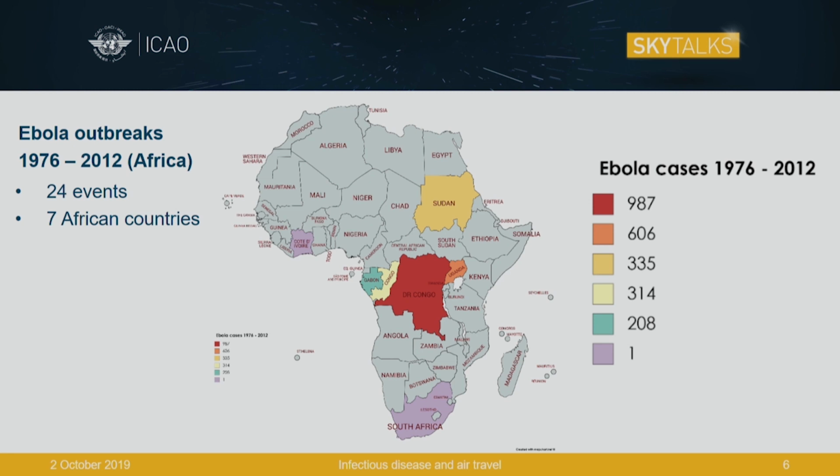Ebola. This is an interesting slide. In the years 1976 to 2012, this is a period of 30 years, and looking at Africa, because we only had Africa statistics at that stage, in DRC, for that period spanning more than 30 years, we had a total of 987 cases, for example. Ebola was restricted to Africa.